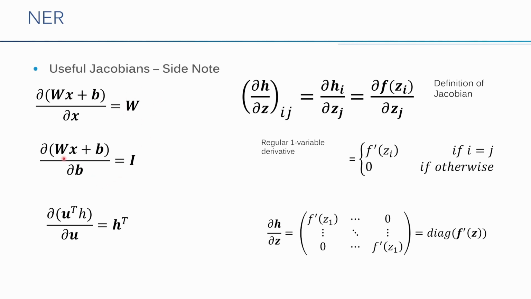If you do the same, Wx plus b with respect to b, you obtain the identity matrix. And if you remember, these are all the intermediate steps that we had in our simple neural network in the beginning of this example. And if you do the partial derivative of u transpose h with respect to the hidden layer h, you obtain the transpose of the hidden layer.